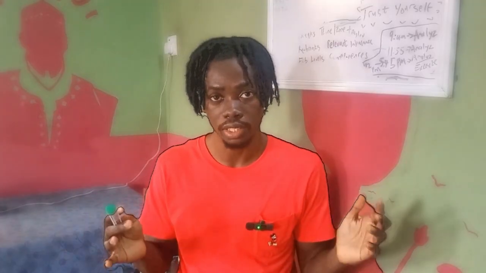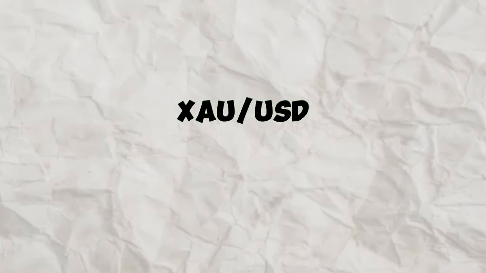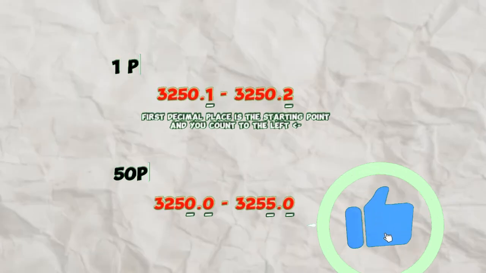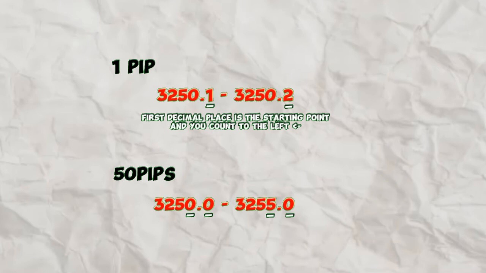Next, once you've gotten your devices, you need to be able to identify XAUUSD. That's where XAU is the base currency and USD is the quote currency. You also need to know basic pip calculations in gold. Now, for example, a single pip on gold is taken from the first decimal place.